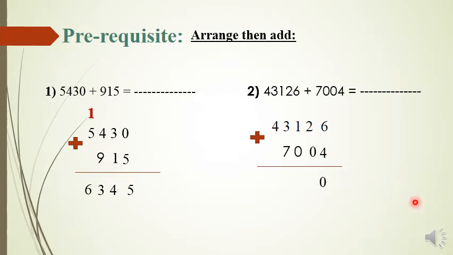4 plus 6 it's 10. We put 0 and 1 carry out. So 2 plus 1 it's 3. 1 plus 0 it's 1. 3 plus 7 it's 10. We put 0 and 1 carry out, so it will be 4 plus 1. The answer is 5. So our final answer is 50,130. Now we are ready to talk about addition of decimals.